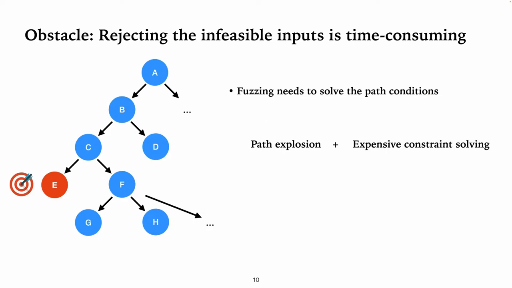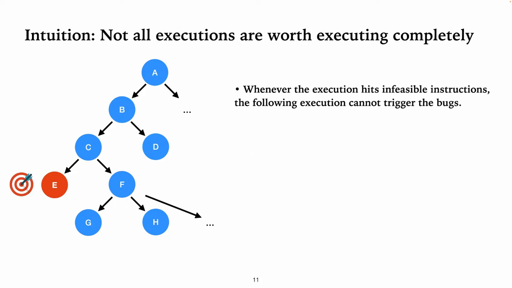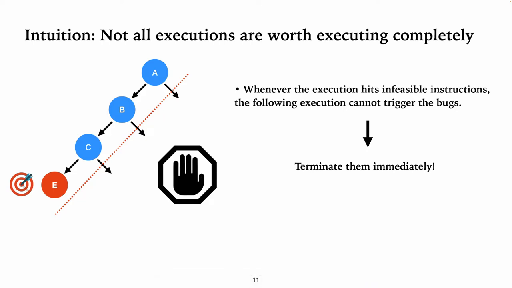However, if we attempt to filter those infeasible inputs, then fuzzing needs to solve the path condition, which then suffers from the path explosion and expensive constraint solving problem again. To solve this problem, our intuition is that not all executions are worth executing completely. That is, whenever an execution hits infeasible instructions, the following execution cannot trigger the bug. For example, whenever the execution reaches blocks D, F, G, or H, it means the following execution can never cover the target block E. Therefore, the fuzzer should terminate these executions immediately.